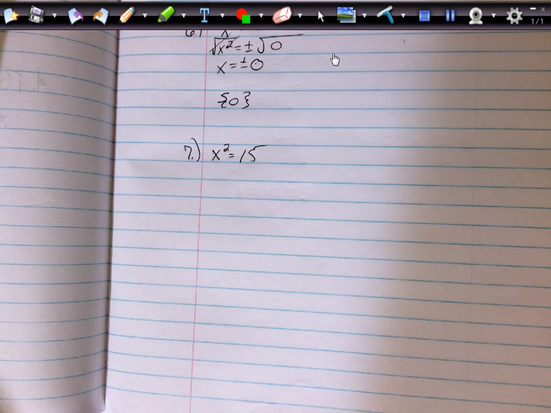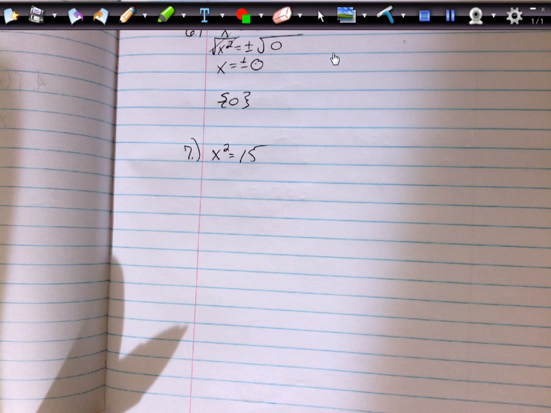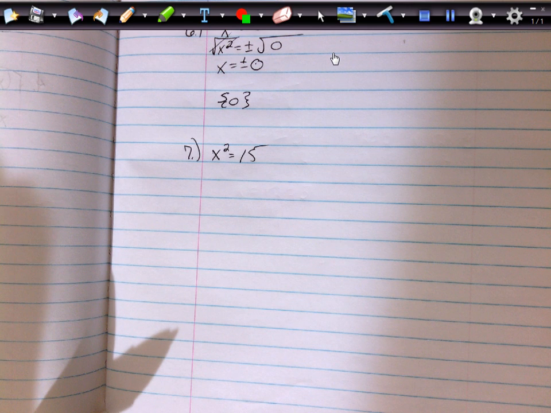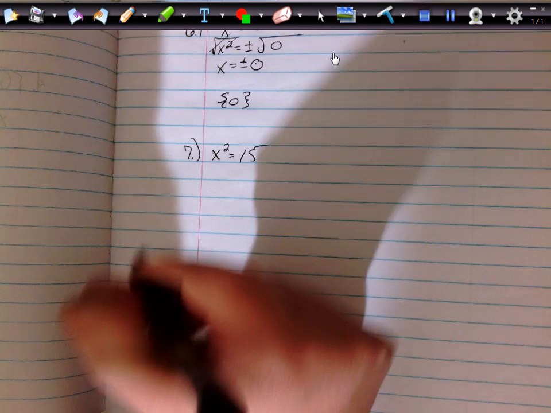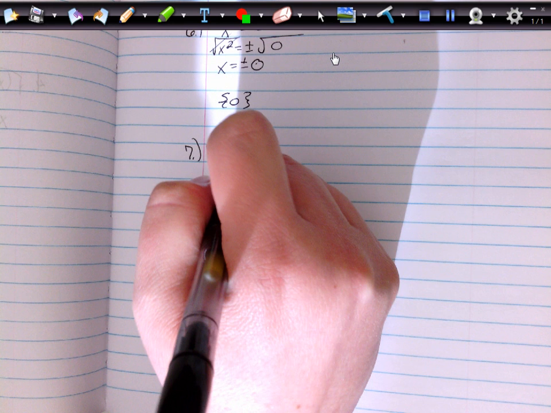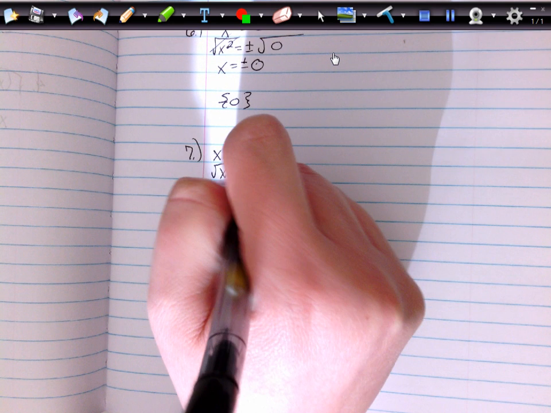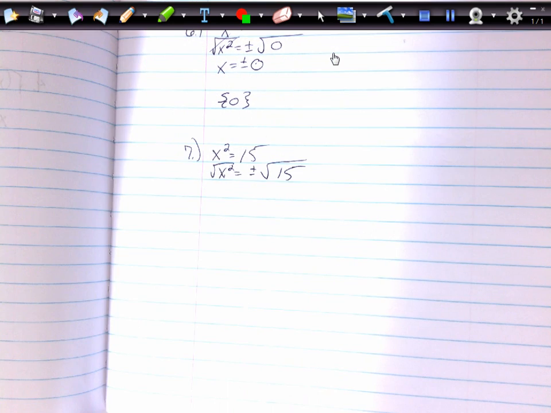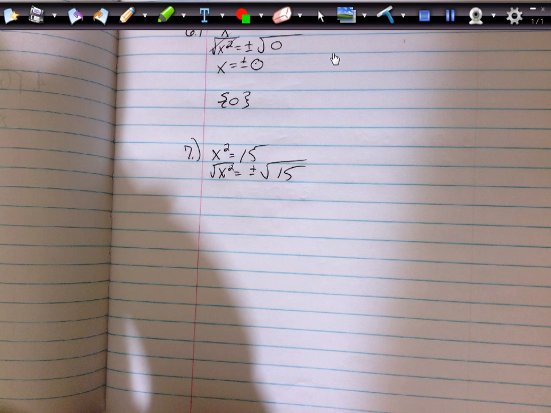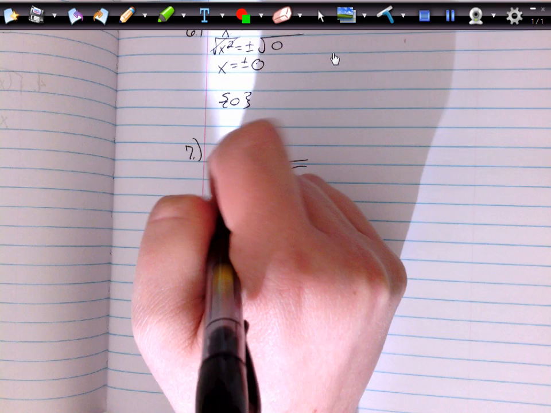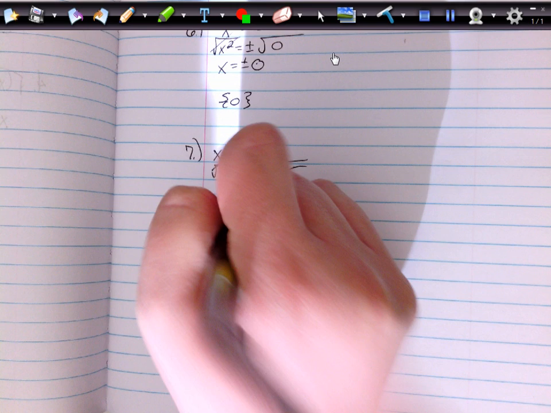All right, go ahead and write down number 7. Number 7, x squared equals 15. Again, to get rid of the squared, we're going to take the square root of both sides. Again, remembering our positive and negative version. It's the hardest thing to remember about this lesson. We get x equals positive and negative square root of 15.